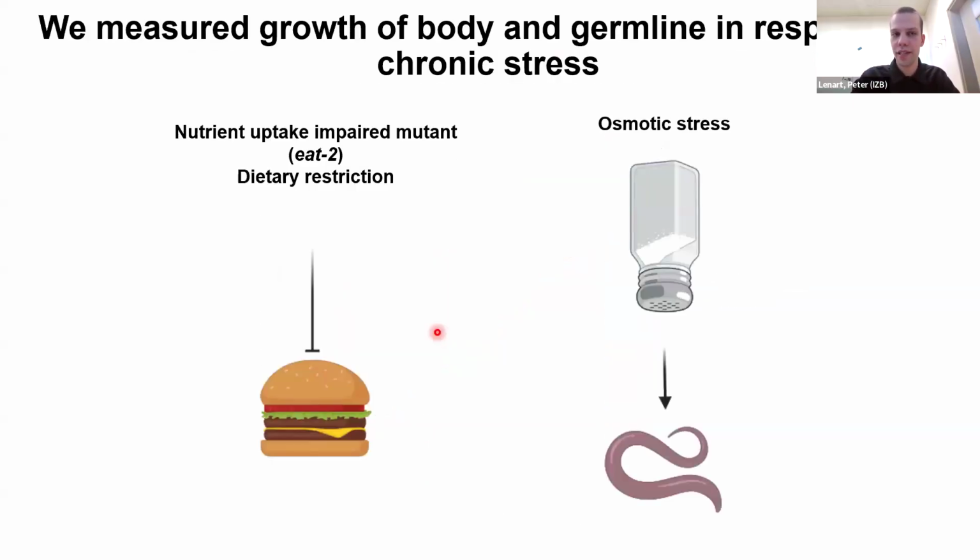I tested several types of stresses. I will talk about two of them to make it simpler. One of them is dietary restriction. For that, I used the EAT2 mutant that has impaired pharyngeal pumping, so it eats less food, therefore it's dietary restricted. And the second stress I will mention is osmotic stress, which is just adding salt to the cultivation medium.